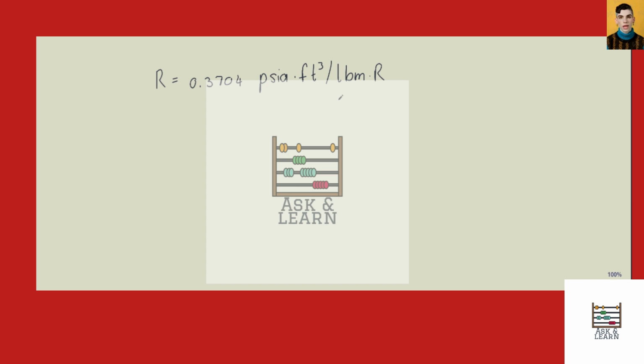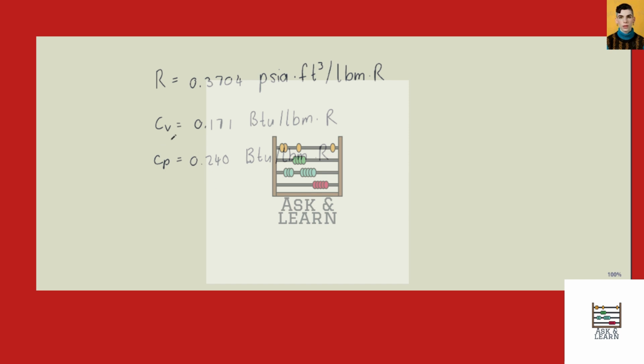And the specific heats of air at room temperature, CV, at a constant volume is 0.171 BTU per pound mass R, and at constant pressure, the specific heat is 0.24 BTU per pound R. So again, these values are all from our tables.